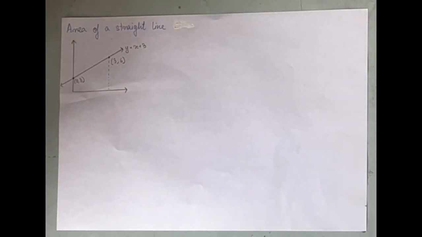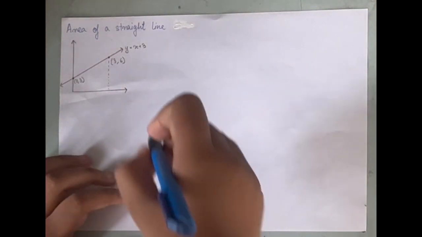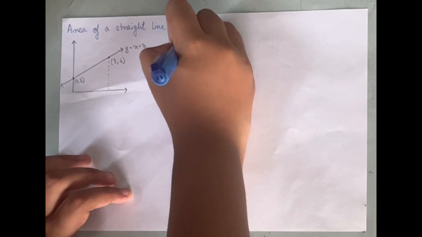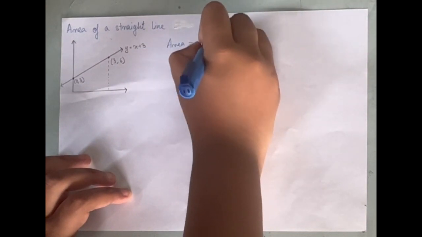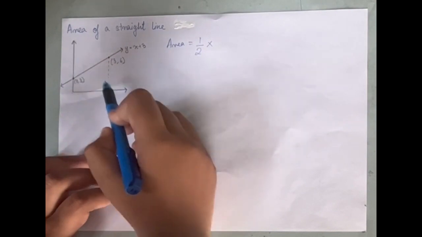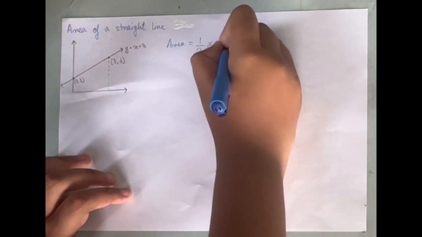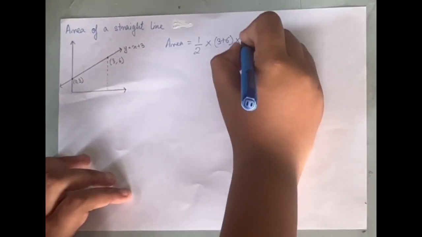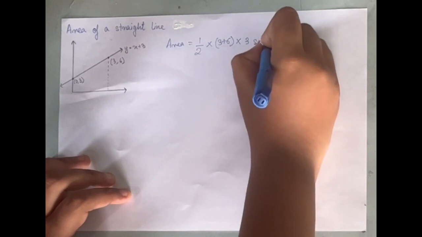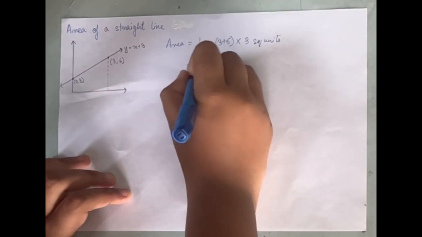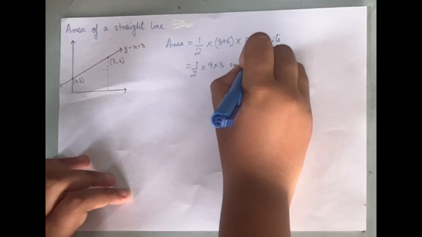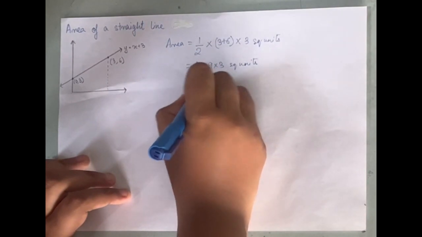Now I will find the area under the straight line y is equal to x plus 3. Now, by using the formula of the trapezium, area is equal to half into the sum of the parallel sides. Here it's 3 and here it's 6. 3 plus 6, the sum of the parallel sides, into the distance between the parallel sides. Here it is 3 square units. Half into 9 into 3 square units, which is equal to 27 by 2.